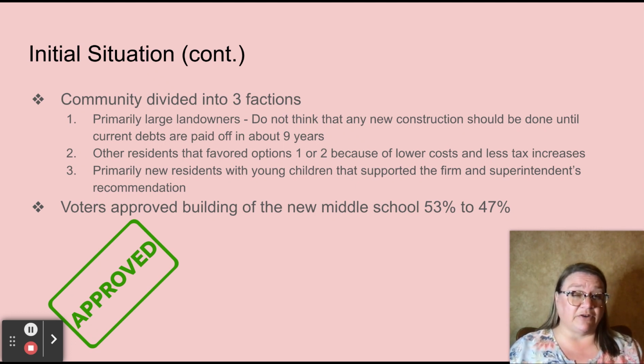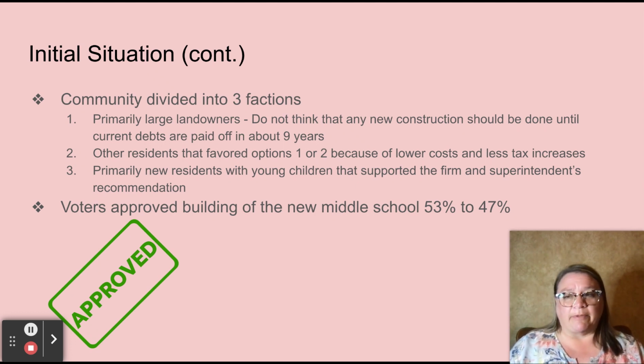And just as a reminder, those options were to build an addition to the high school and move the sixth graders over, or to build additions on both schools. They favored those options because the costs were lower than building the whole new school, and that meant less tax increases for residents. The third faction was made up of primarily new residents with young children, and they supported the firm and the superintendent's recommendation to build the new school.